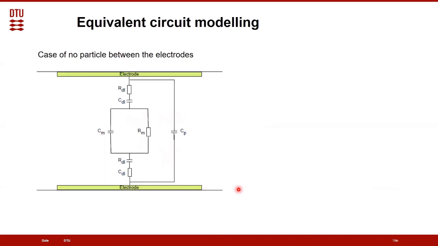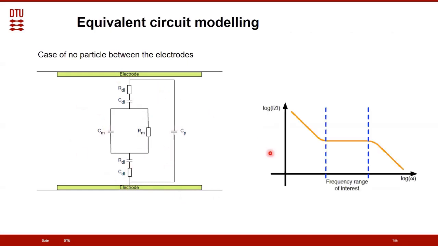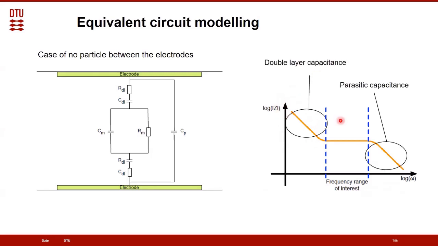Now, if we for a second forget that we have a particle between the electrodes and just look at the electrolyte itself, then you can show that the frequency response of such a system contains an area that depends on the double layer capacitance, an area that depends on the parasitic capacitance, and an area in the middle where there seems to be no frequency dependence, which means that we are measuring through the resistance of the medium.